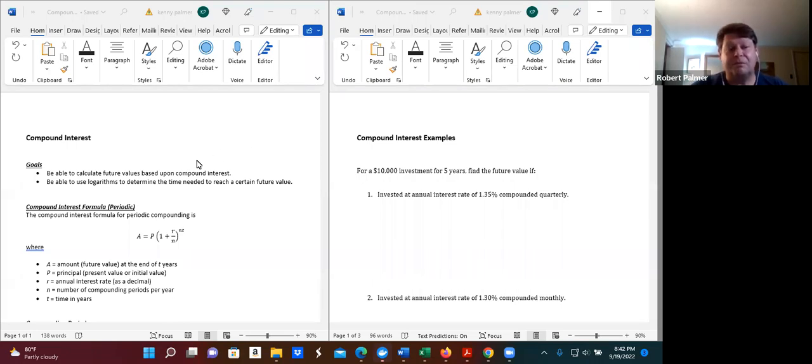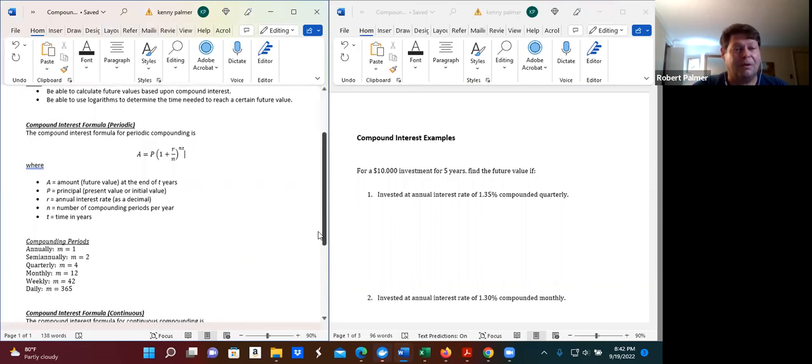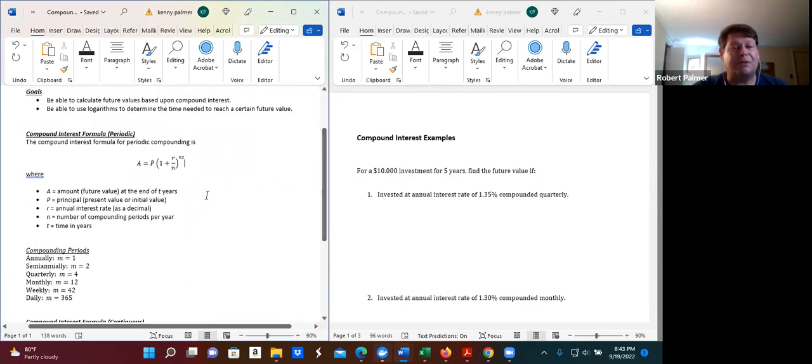So our goals for this will be to calculate what are called future values, which we'll explain, based on compound interest, and also to use logarithms to determine the time needed to reach a certain future value. Those are both important questions to answer. Let's look now at the compound interest formula, which is based on some compounding period. So this is the formula.